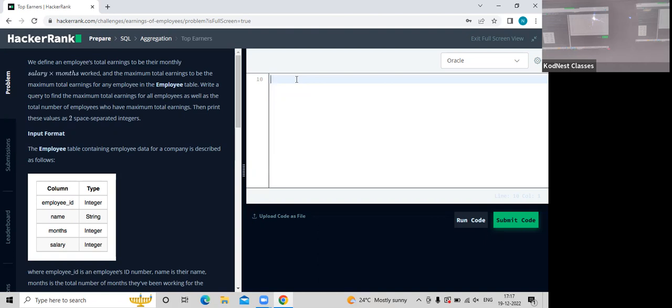Okay, let us try for this. Tell me what I will write. You have to help me in writing this query. What will I write in the select clause? We define an employee's total earnings to be their monthly salary times the number of months they have worked, and the maximum total earnings to be the maximum total earnings over every employee.